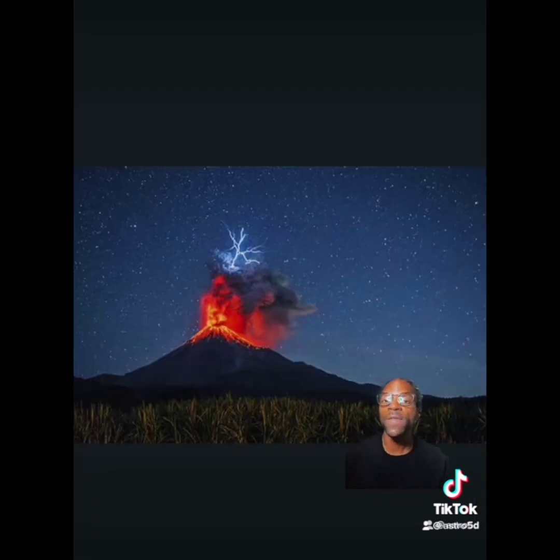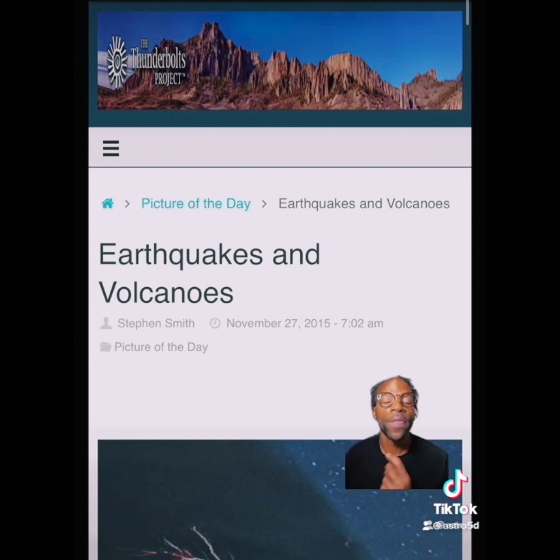A lot of these volcanoes sit on energetic hotspots, which would explain why the eruption is the magnitude that they're at. Here's an article from thunderbolts.info, Earthquakes and Volcanoes. I'm just going to read a small portion from it.